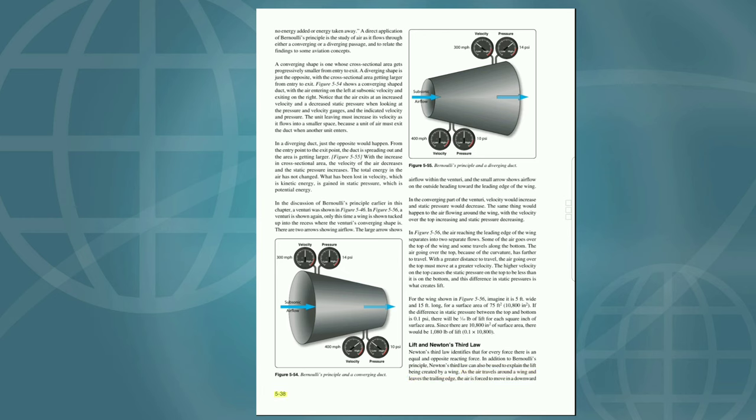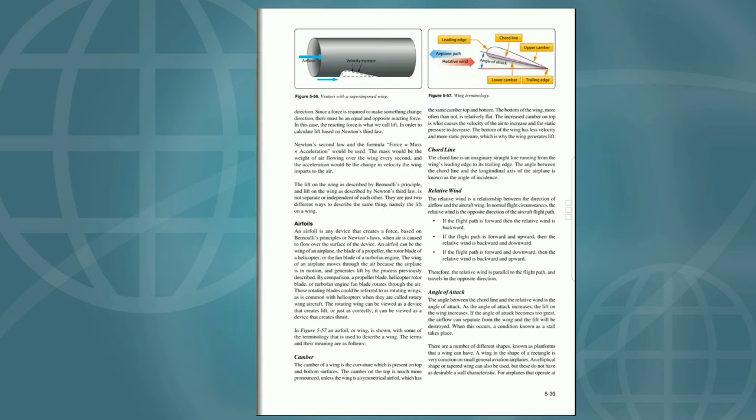Figure 5-56 labels: chord line, leading edge, air out, velocity increase, airplane path, relative wind, upper camber, angle of attack, lower camber, trailing edge. Figure 5-56. Venturi with a superimposed wing. Figure 5-57. Wing terminology.